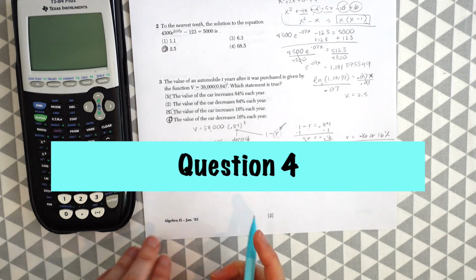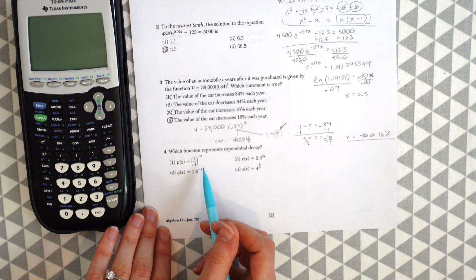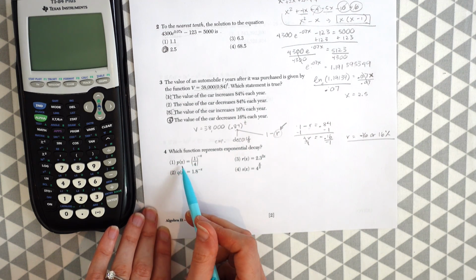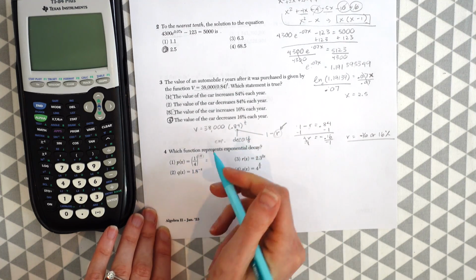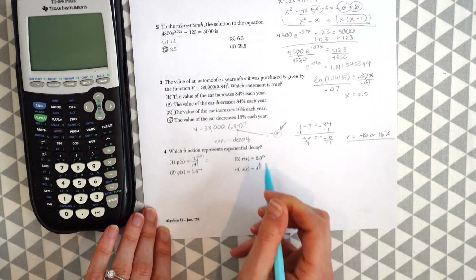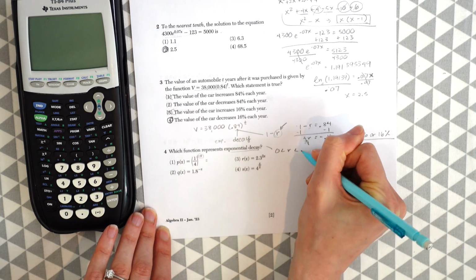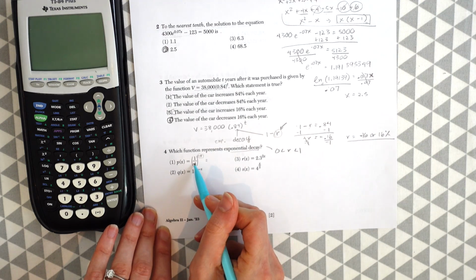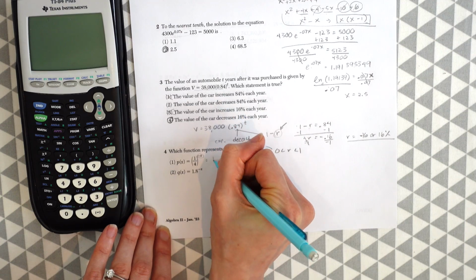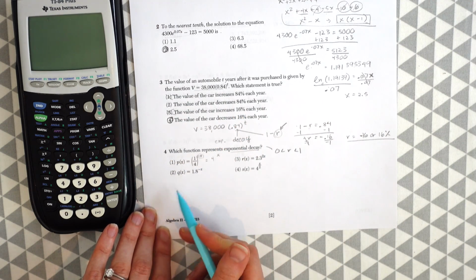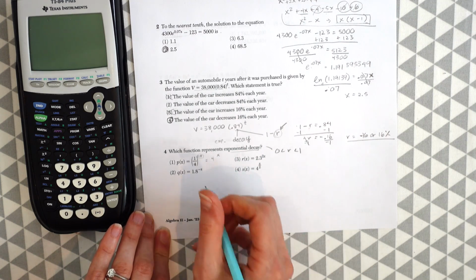Question number 4. Which function represents exponential decay? So this choice 1 is a little tricky because notice it's raised to the negative x. So that means we can flip this because exponential decay means we're looking for a number between 0 and 1, right? So this 0.25 you might think is the answer because it's negative. This is really 4 to the x. So we flip the numerator and denominator to get the positive exponent of x.